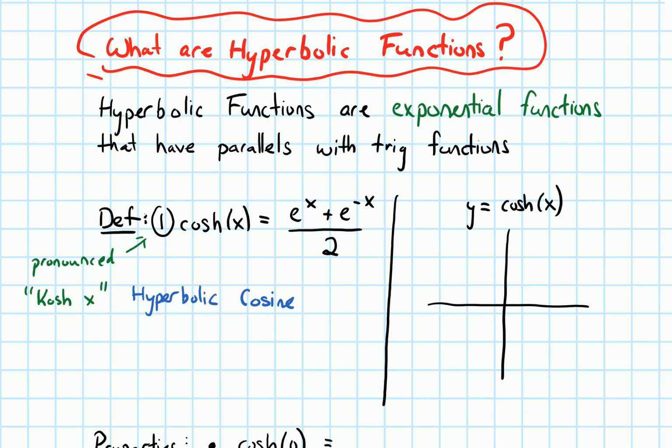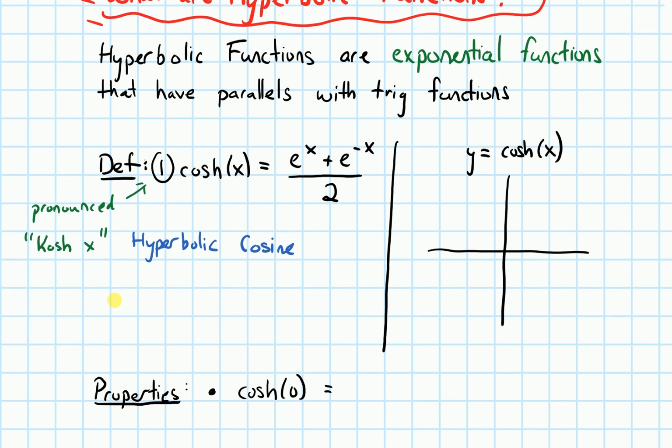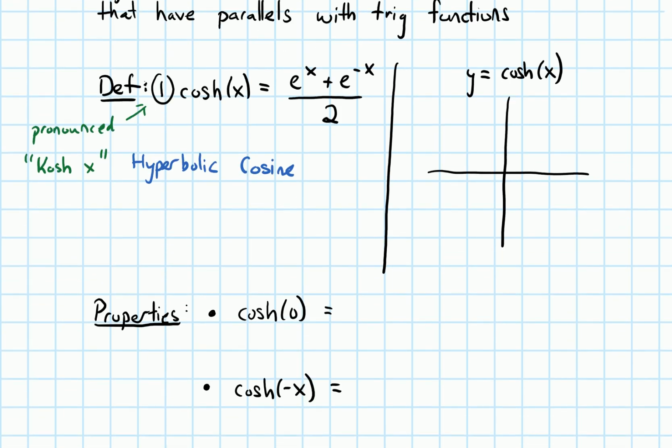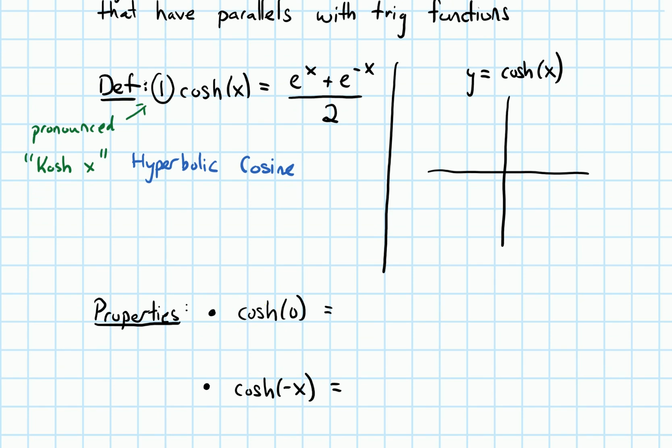So before I draw what this graph looks like, let's see if we can write down a couple of properties that'll help us motivate what the graph looks like. So first, I'll plug 0 into hyperbolic cosine. And if we do that, we end up with e to the 0 plus e to the negative 0 over 2. And simplifying this, we get 1 plus 1 on top, so 2 over 2, which is 1. So when we plug 0 into the function, we get 1 out. So that means it goes through the point 0, 1.